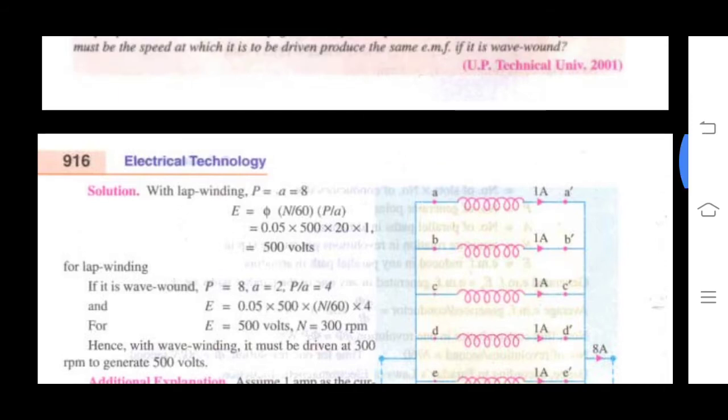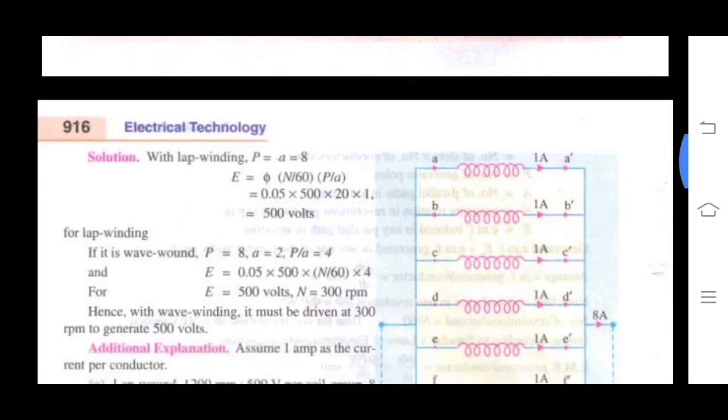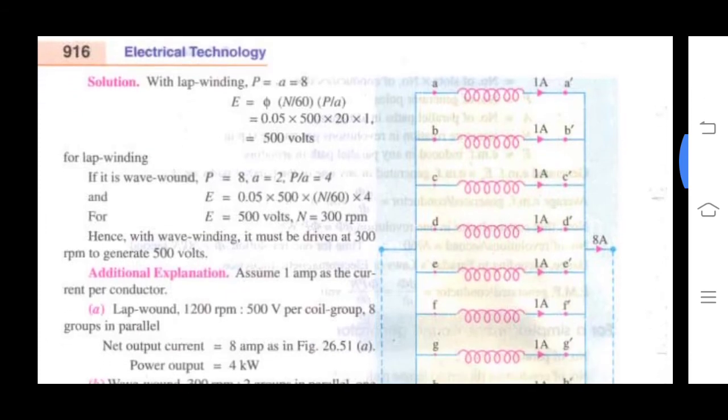The number of poles is 8. In a lap winding machine, P = 8 and A = 8, and E = (φ Z N / 60)(P/A) at E equal to 500 volts. If it is a wave winding machine, P = 8 and A = 2. The poles are 8 and parallel paths are 2, so P by A equals 4.